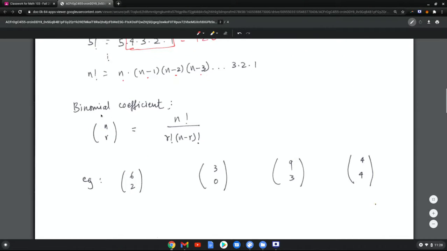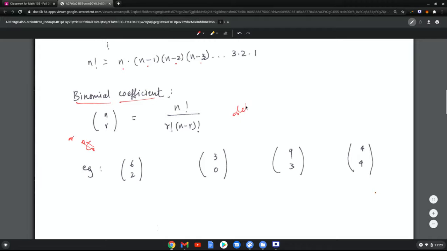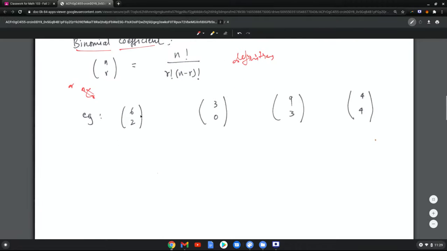Now there is something called a binomial coefficient. That's a symbol, n over r. There are multiple ways of writing this. It can also be written as nCr, etc. But we're going to stick with the n over r notation. This means it's n factorial divided by r factorial times (n minus r) factorial. This is the definition. Let's look at some examples on how to use this.